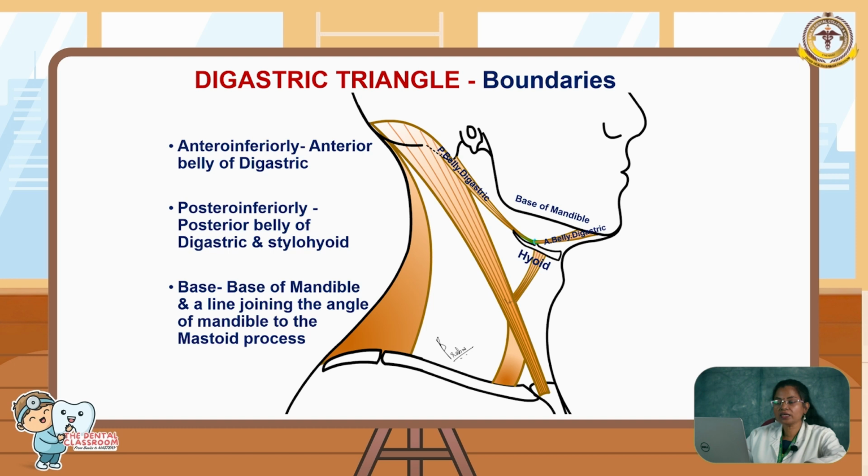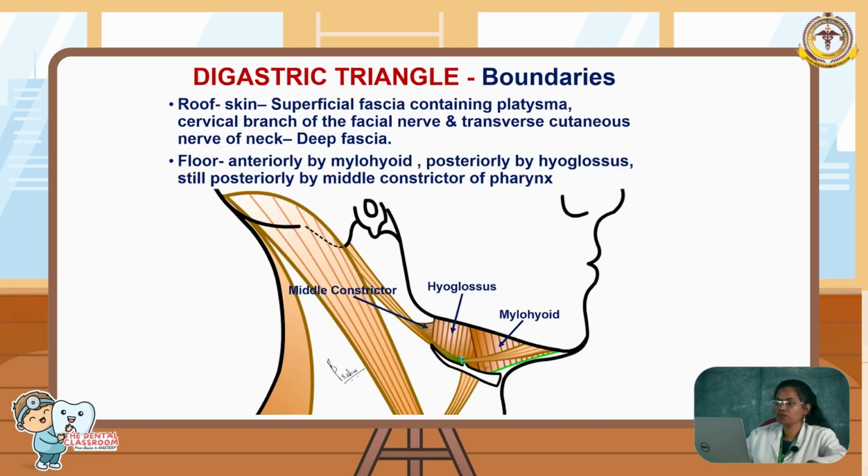The digastric triangle is so named because it is a space present between the anterior and posterior bellies of digastric muscle and also the base of the mandible. If you see the boundaries of digastric triangle, antero-inferiorly it is bounded by the anterior belly of digastric. Postero-inferiorly it is bounded by the posterior belly of digastric. The base is formed by the base of the mandible, angle of the mandible, and an imaginary line joining the angle of the mandible with the mastoid process. We have already seen about the roof. If you see the floor is formed by 3 muscles here.